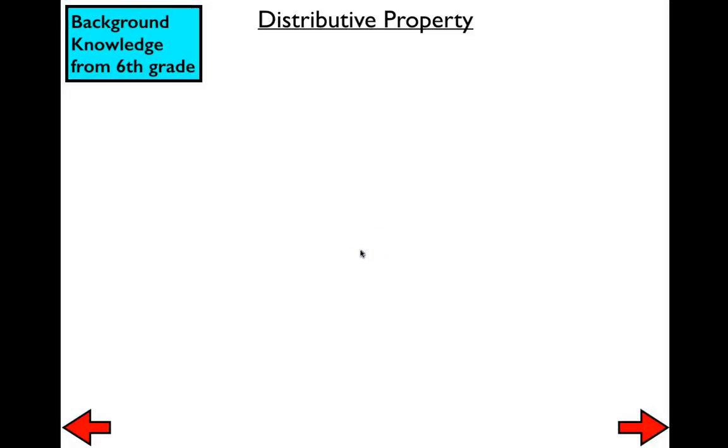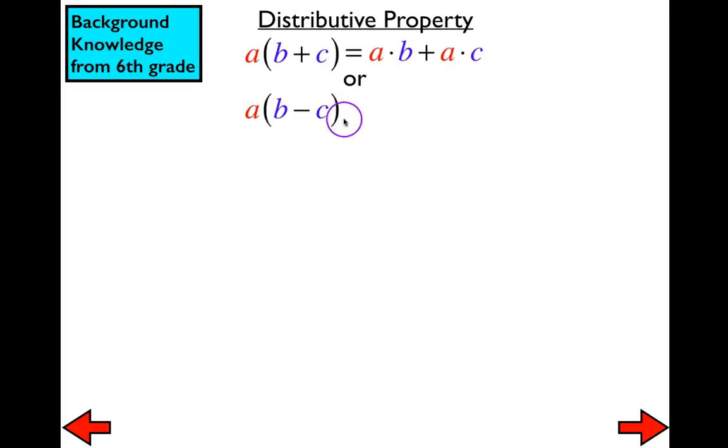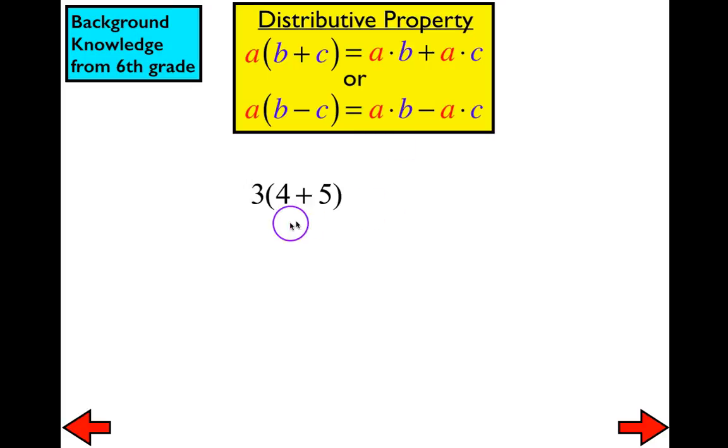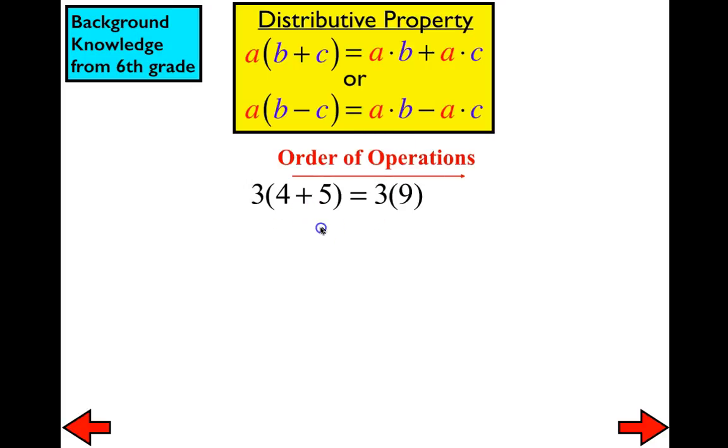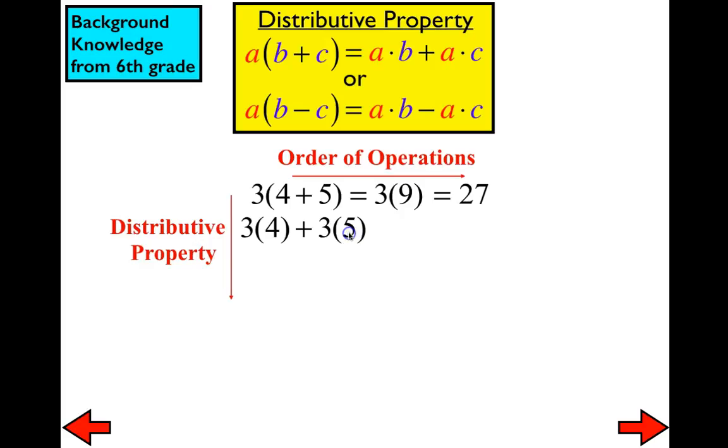And last but not least, let's talk about distributive property. You should have learned about distributive property since 6th grade. Here, A times the quantity B plus C. So notice how I read this problem. I said A times the quantity of B plus C means A times B plus A times C, and A times the quantity B minus C is the same thing, except it's A times B minus A times C. So here we can solve it two ways. We can use the order of operations, or we can use distributive property. But notice we're still going to get 27.